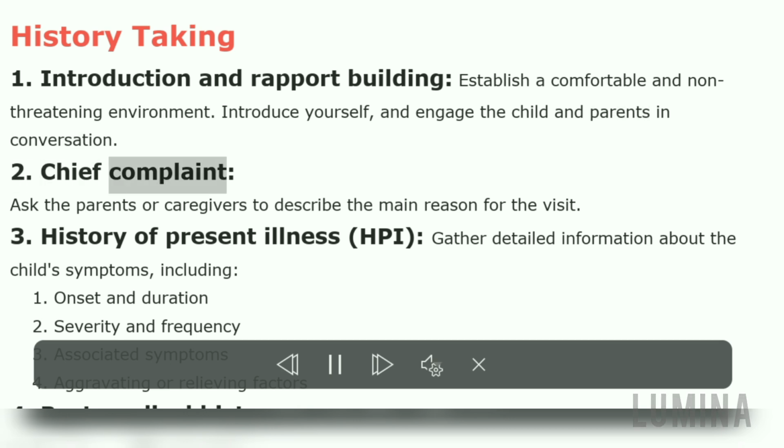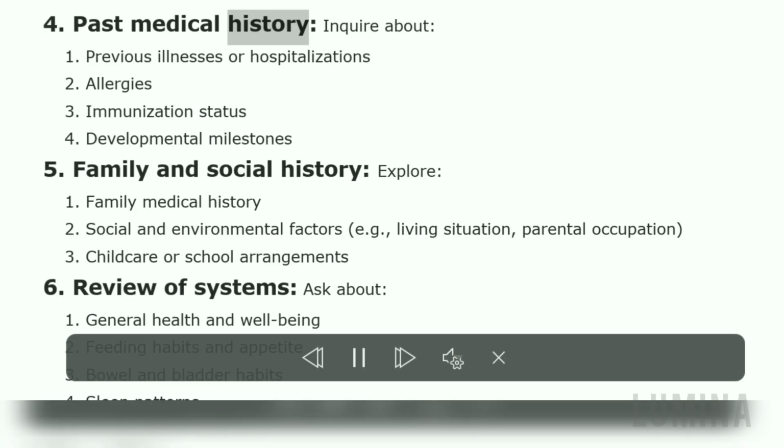2. Chief complaint. Ask the parents or caregivers to describe the main reason for the visit. 3. History of present illness, HPI. Gather detailed information about the child's symptoms, including 1. Onset and duration. 2. Severity and frequency. 3. Associated symptoms. 4. Aggravating or relieving factors.